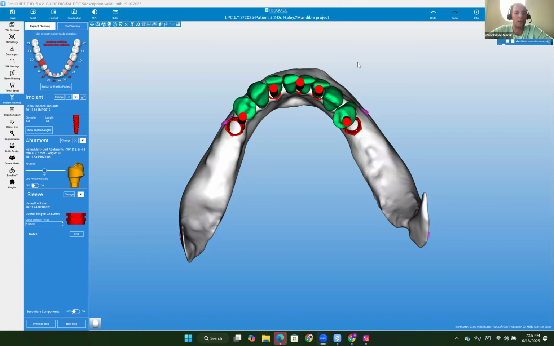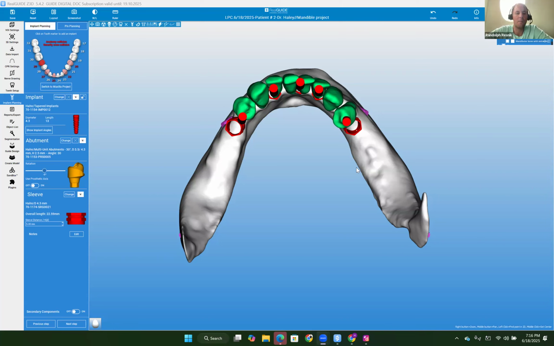So, based on this placement and the emergence, if we're going to make our wax up relatively close to where the incisal edge position is of these teeth, we're going to have a very nicely contoured prosthesis at the end of the day. So I think that's very good there.